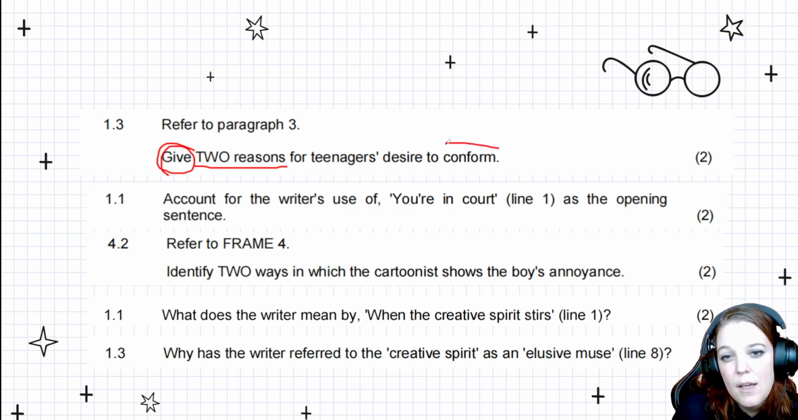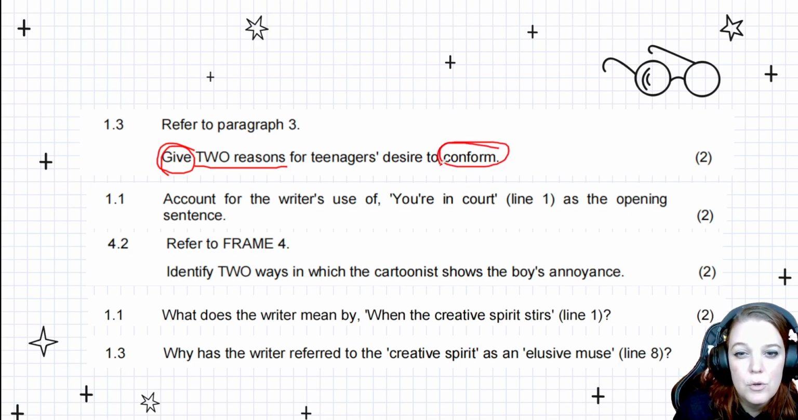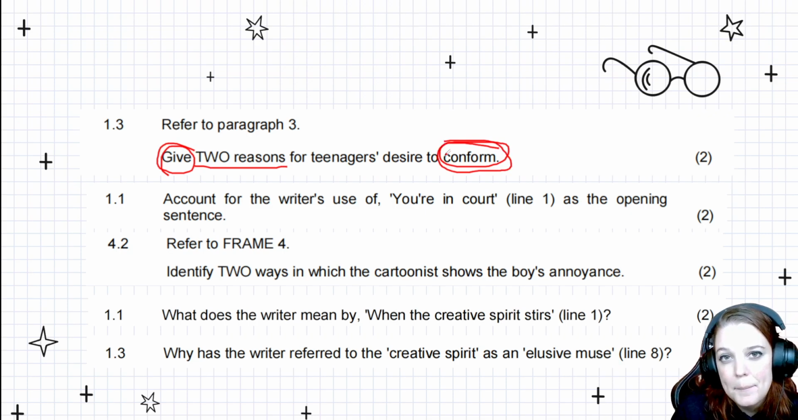So this means we have to understand what the word conform means. There are going to be some words that you might not understand or that you might not know. You've maybe never come across them, but we'll have to look at the whole comprehension and look at the word in the context of the comprehension and infer or figure out what they're trying to ask of us here.